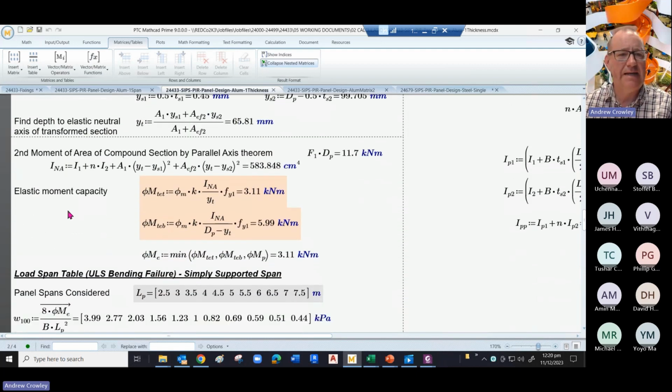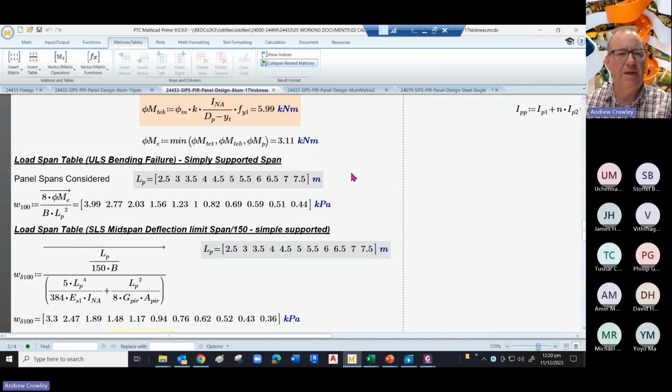We calculate the elastic moment capacity. In this case, it's 3.11. And then we look at bending failure for that. So what we saw before with plastic bending failure, now we're looking at the elastic bending failure. So this is likely to be the limitation for an aluminium section.